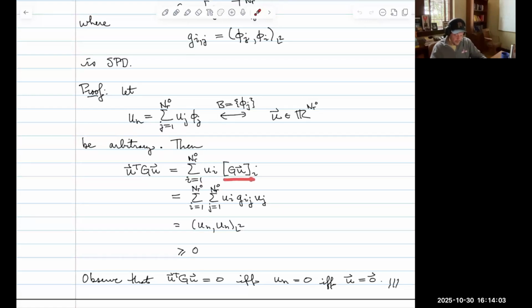Now I can break this ith component of this matrix-vector product into its components. So I write that as sum from j equals 1 to N_R, g_ij times u_j. That gives me this ith component. And I can move this in or out of this sum as I please. Can take it in, take it out, doesn't matter.